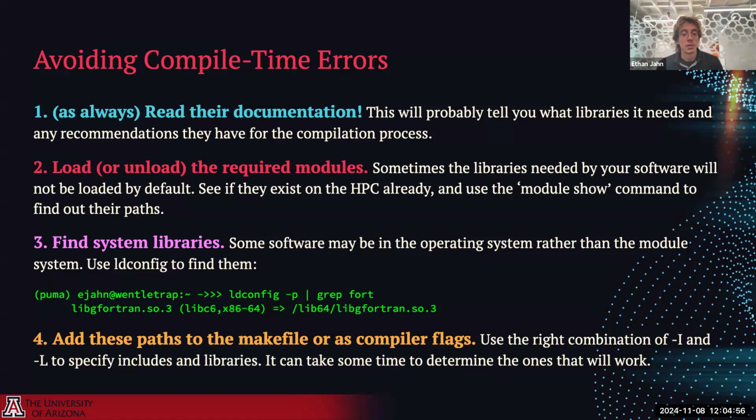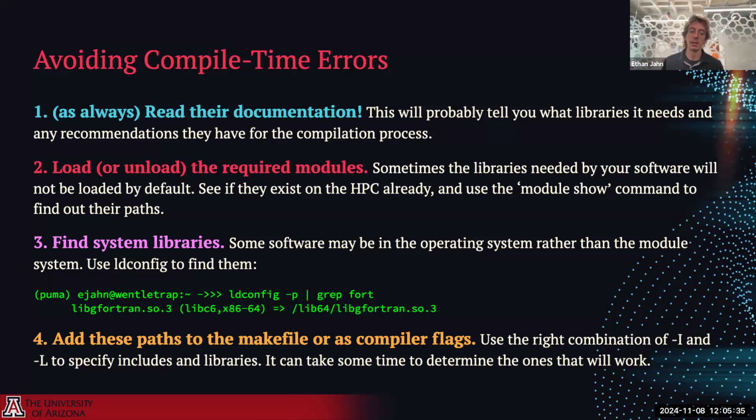Sometimes software might be in the operating system rather than in the module system. So you can use this command, ldconfig, to find them. ldconfig -p prints system libraries, and then you can use grep to filter out the ones that match. In this case, I was looking for something related to Fortran, and I did ldconfig -p, pipe that into grep for Fort, just because that's a common abbreviation in Fortran codes. Here I found libgfortran, and I found the path that it goes to.